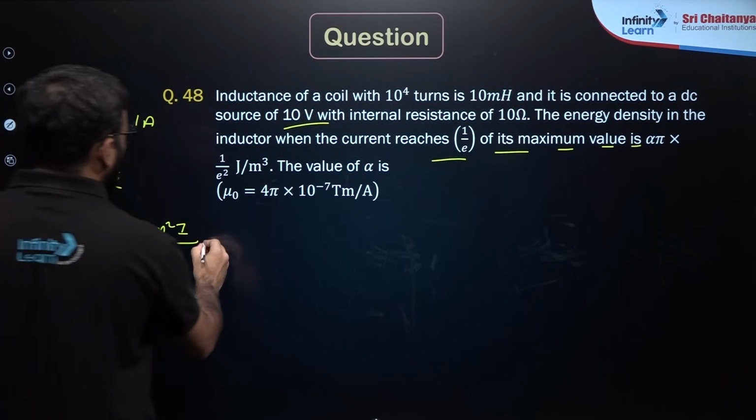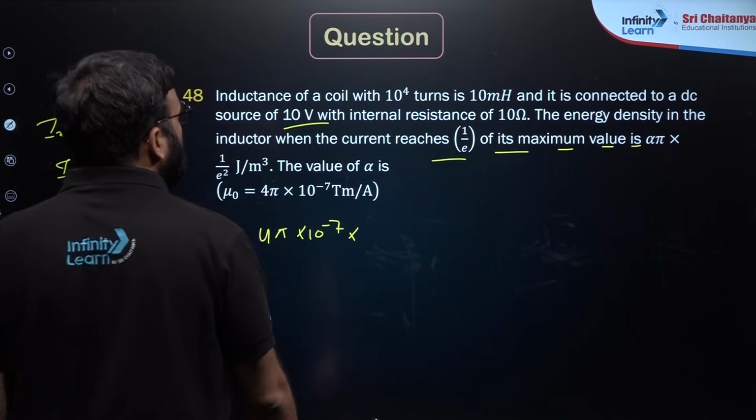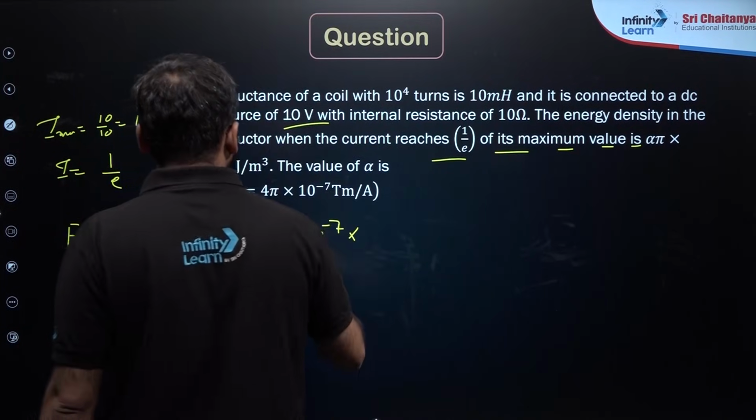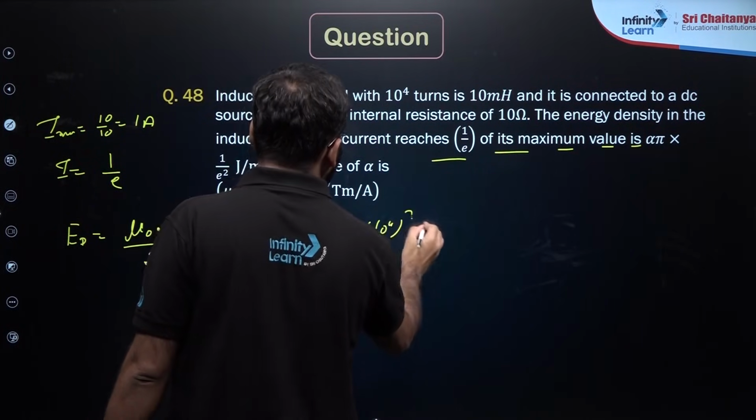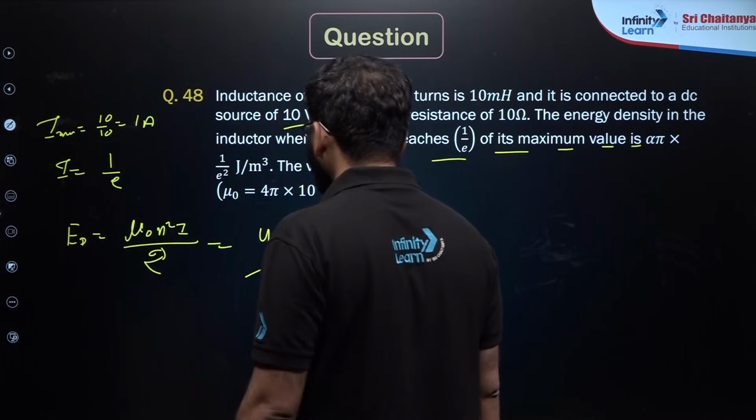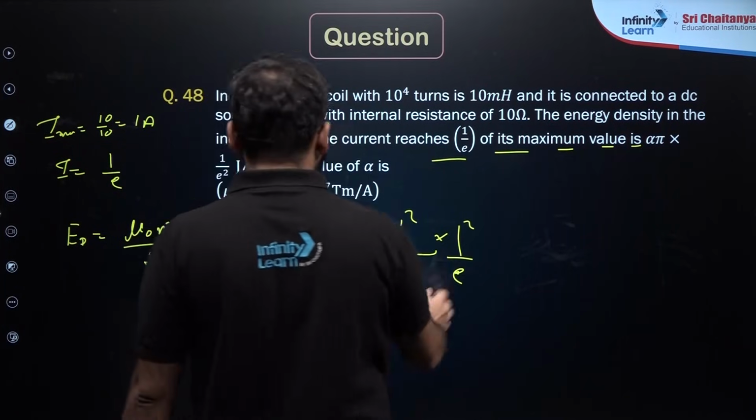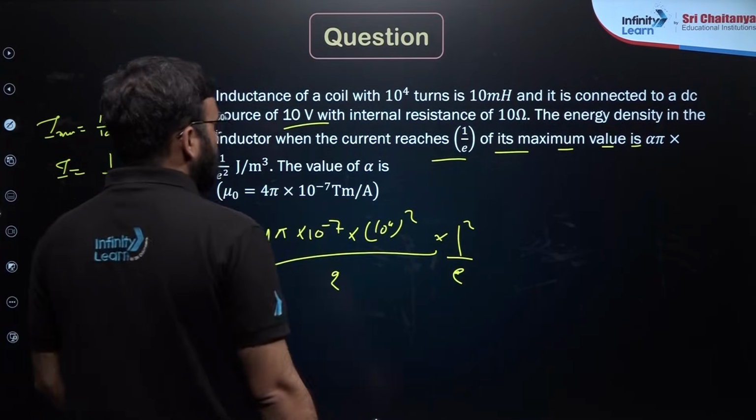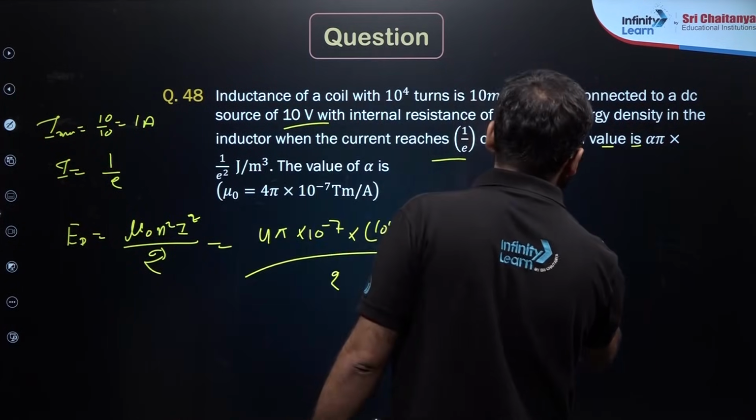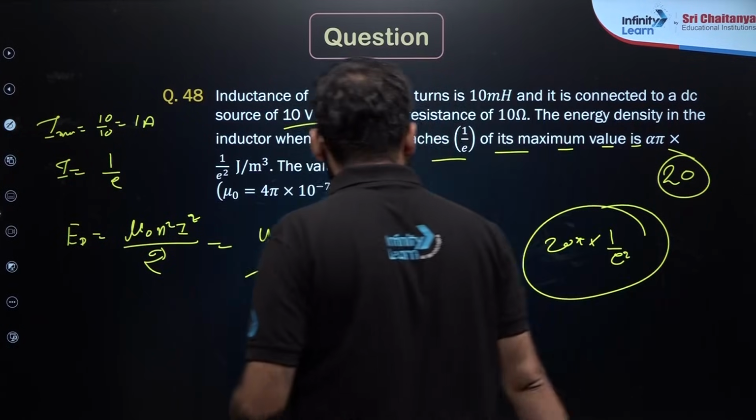Okay beta, so mu naught equals 4 pi into 10 to the power minus 7, and the number of turns per length is 10 to the power 4. So n square is 10 to the power 4 whole square, and I square is 1 upon e square, divided by 2. So this value you can solve, then you can get 20 pi into 1 upon e square. So what is my final answer? That is my 20. Okay beta.